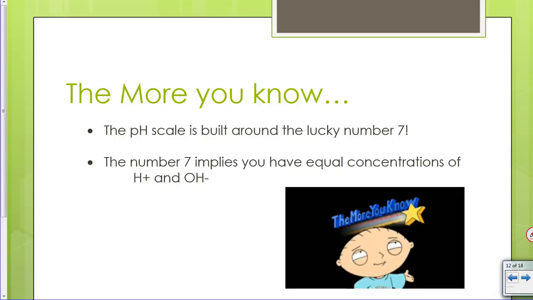Now, the number 7 implies that H positive and OH negative are actually equal. So if H positive and OH negative are equal, they would make water. As you move away from 7, you either have more H positive or more OH negative. That would determine if you were an acid or a base. You can actually have negative pHs. You just don't want to touch them.